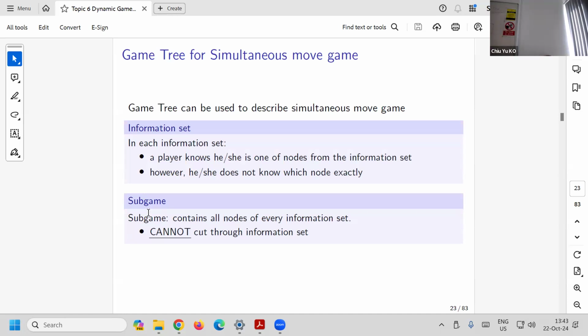In that case, then we can draw a tree diagram, okay? It still represents the game, but we will introduce a new concept called information set. An information set is telling me that if the player is included in this node, connected by the history, it means that the player cannot distinguish where he is, okay? And the subgame has to be such that we cannot cut through an information set, okay?